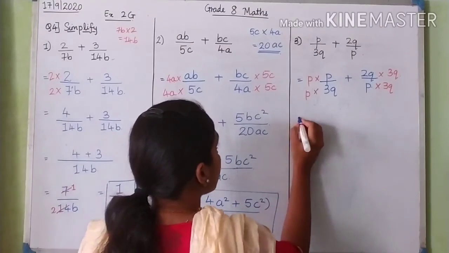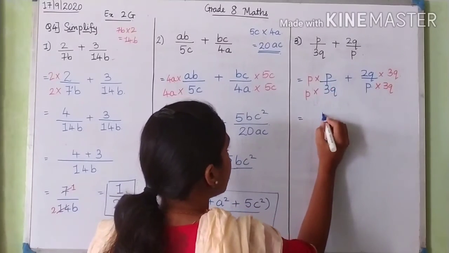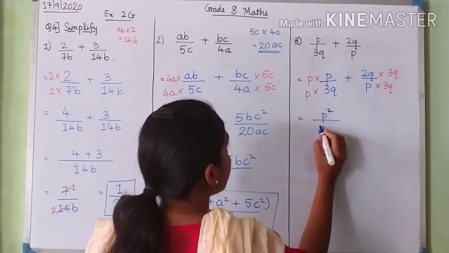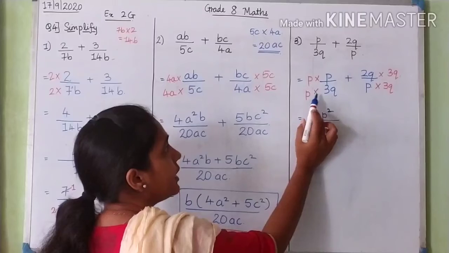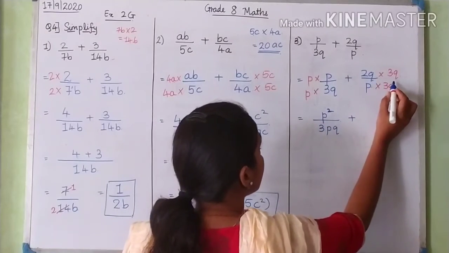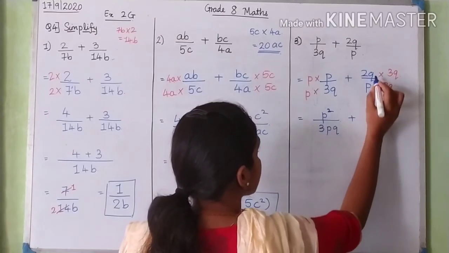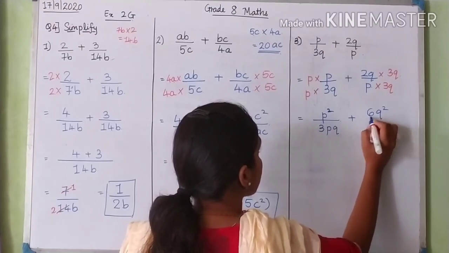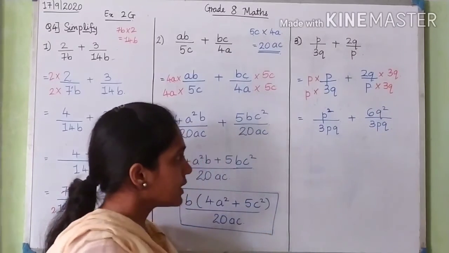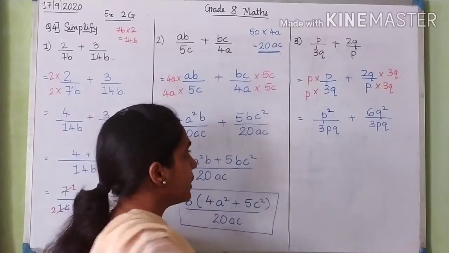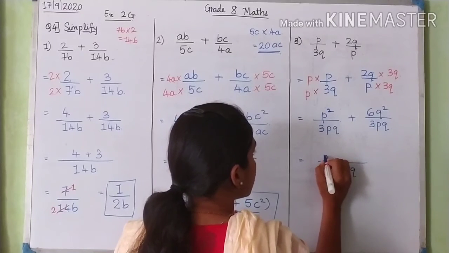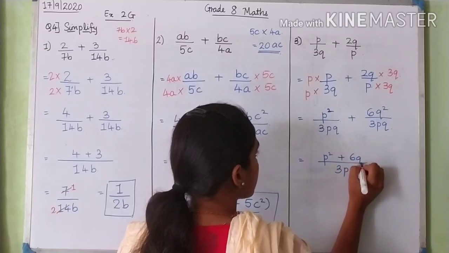So what does the first numerator become? p into p is p square, and the denominator is 3pq. Plus 2q into 3q. Now 2 into 3 is 6, q into q is q square. So this is 6q square and the denominator is 3pq. Now we see that both the denominators are equal. So further, how do we solve? 3pq, p square plus 6q square.